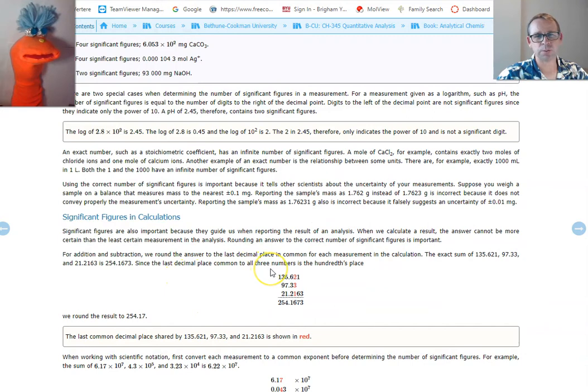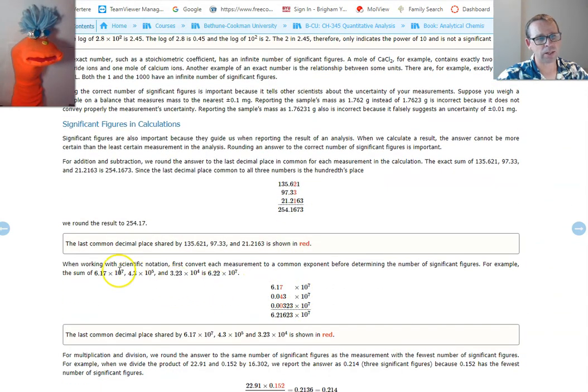Significant figures in calculations is also important. Remember, when we add or subtract our significant figures, we have to line things up, and where the last significant digit ends, right? So this number ends significant digits in its hundredths place. So our answer has to end in the hundredths place. All right. When you're working with scientific notation, you want to first convert each measurement to a common exponent, right? Then you do the same thing, add them up, and again we have to end where our significant digits end. So here's where our last significant digit can be used. So the answer will be 6.21 times 10 to the 7th.